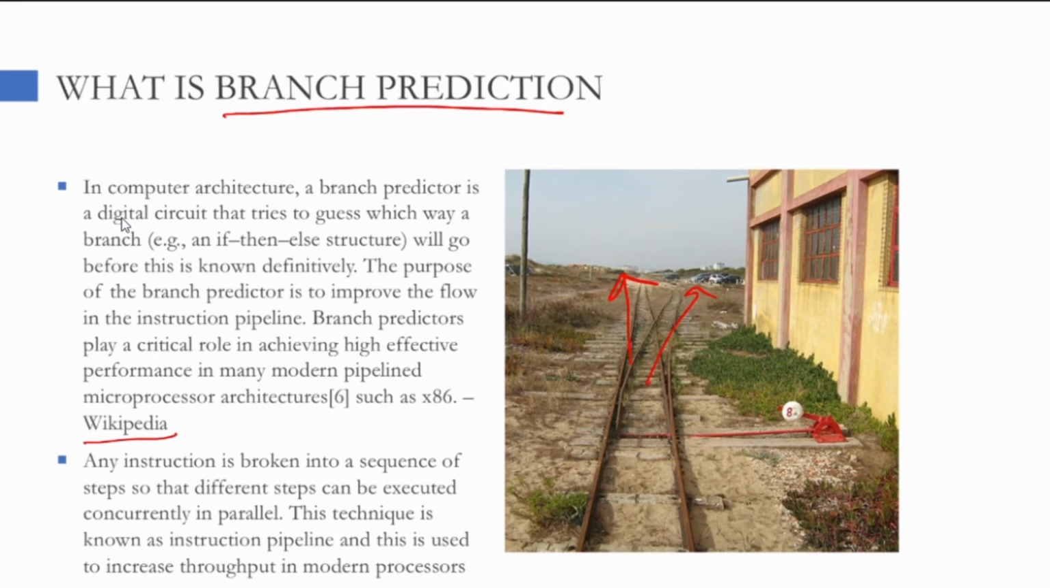But the problem is if it guesses incorrectly, then it has to go back and again take the right step. So in that way it will lose some time. So if the driver is predicting very well, then it might reach the destination quickly. This is very similar to what happens inside the processor.